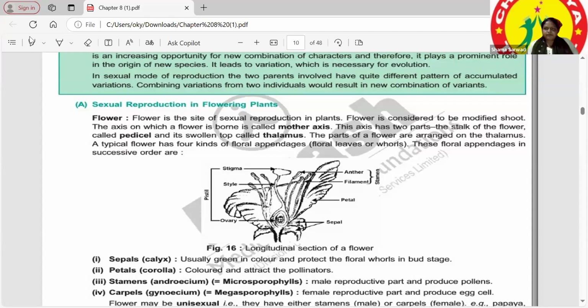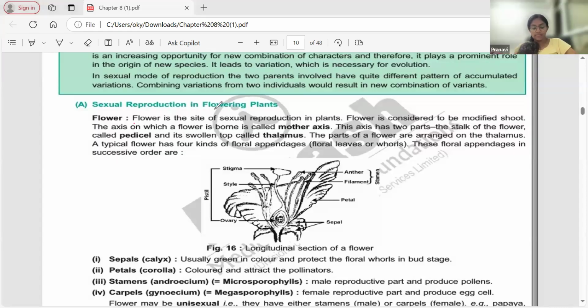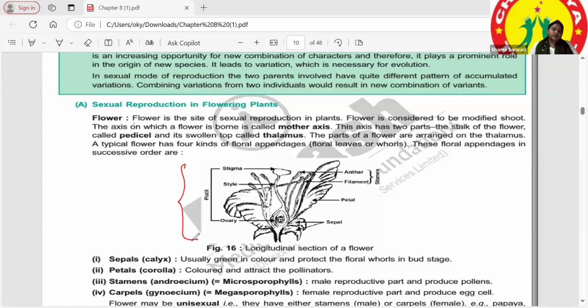Okay, that's the point. Now the next thing we are going to learn is sexual reproduction in flowers. This is a diagram which you're supposed to draw. Easy, okay.